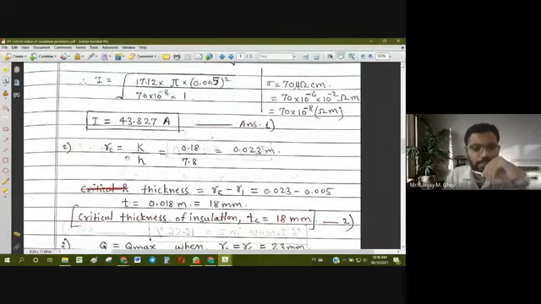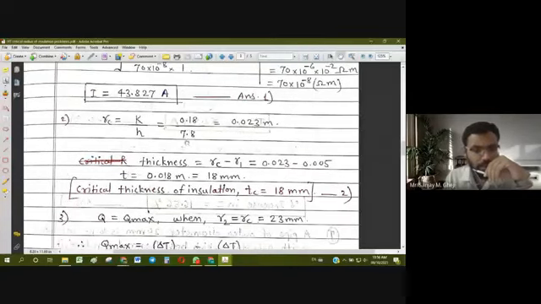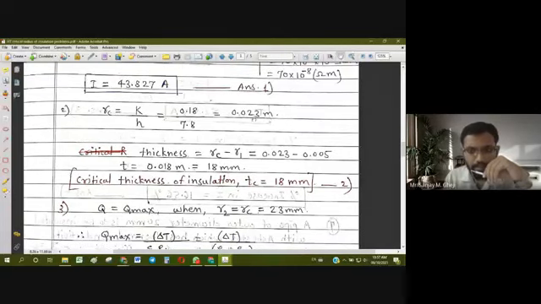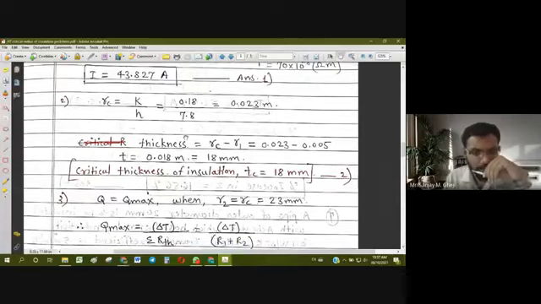Now let us see the second answer, the critical radius of insulation. R_c equals K by H, where K is the conductivity of the insulating material and H is the heat transfer coefficient. Put in SI units, 0.18 divided by 7.8, we get 0.023 meters. This is the critical radius in meters. We can convert it into millimeters by multiplying by 1000, and you get 23 millimeters.